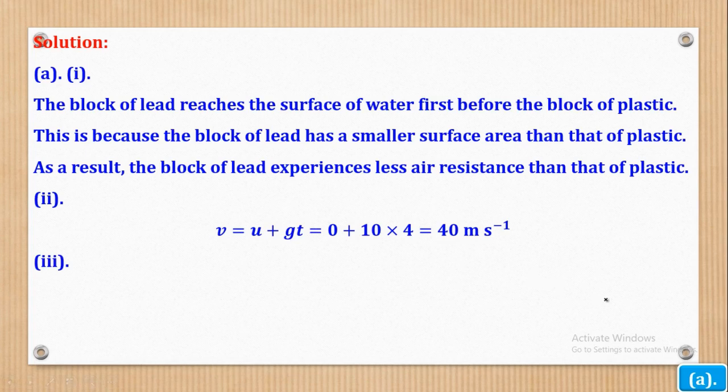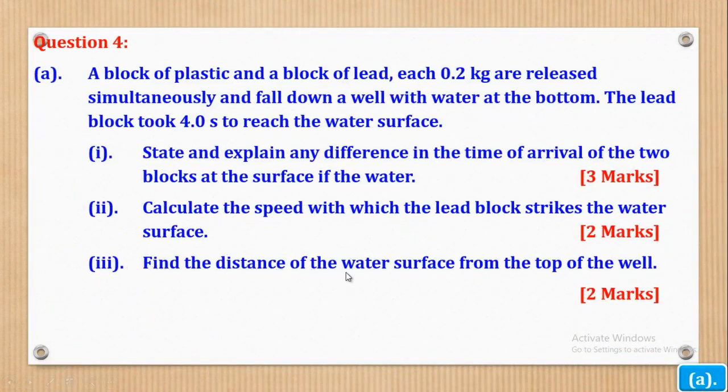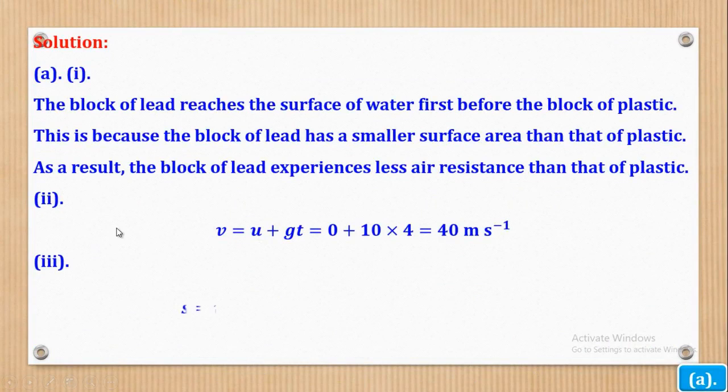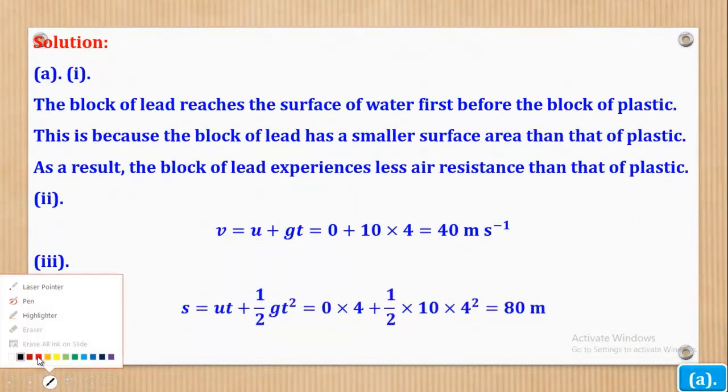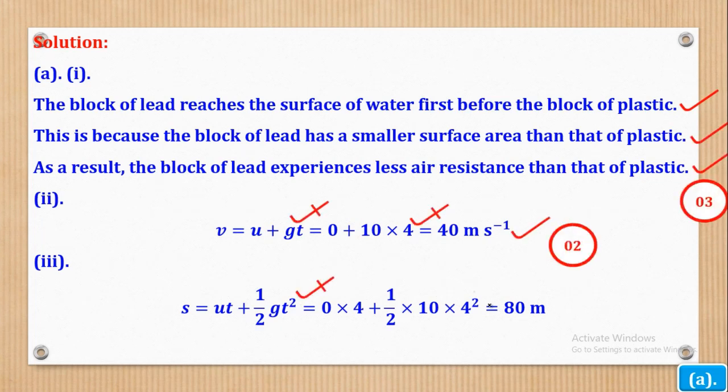Now we shall go to Roman 3. Roman 3 says, find the distance of the water surface from the top of the well. So using the second equation of motion for free fall, initial velocity is 0, time is 4, acceleration due to gravity is 10. Therefore you end up getting 80 meters. So that is how marks for this slide would be awarded.